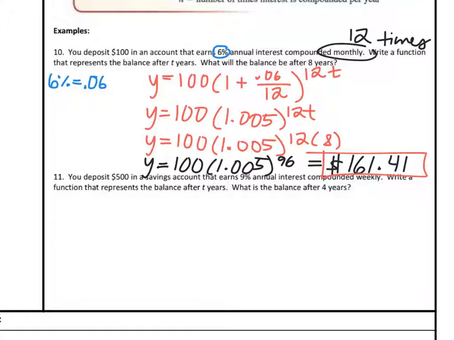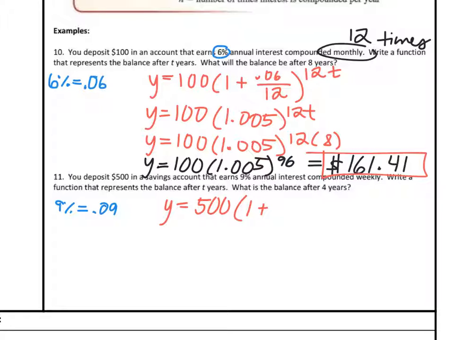This one, you deposit $500 in a savings account, earns 9% annual interest compounded weekly. Write the function, and then what's the balance after 4 years. So the function should still have the t. After 4 years, you'll plug it in. What is 9% as a decimal? 0.09. So in your equation, you're plugging in 0.09 for r. It starts at 500.